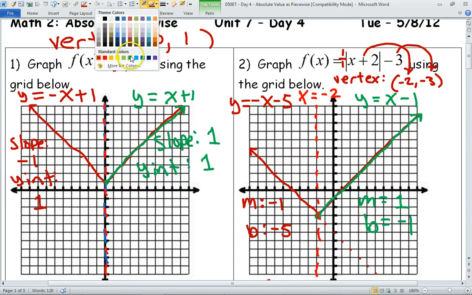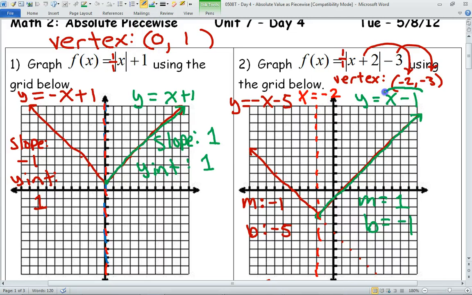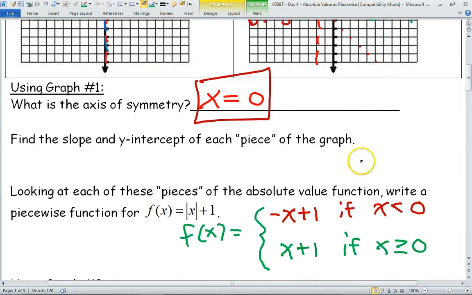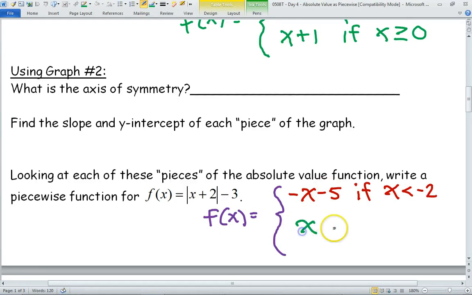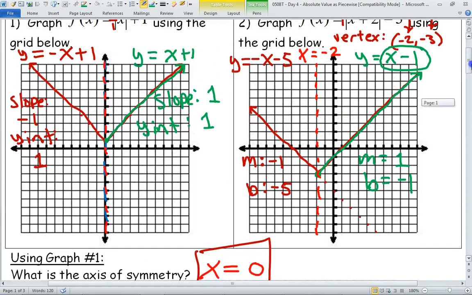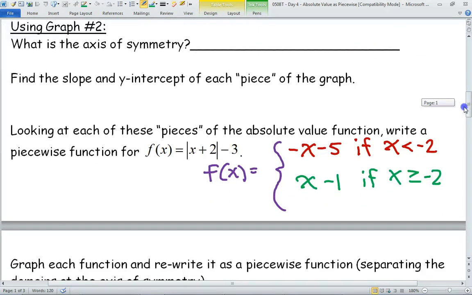The green part of the graph will involve x minus 1, and it will be greater than or equal to -2. Okay, so here we go, x minus 1, if x is greater than or equal to -2. So you can see that an absolute value function, the V of it, you can also view it as a piecewise function. Each branch of the V can be viewed as a piece of a piecewise function. So that's why we're learning about both of those things in the same unit.